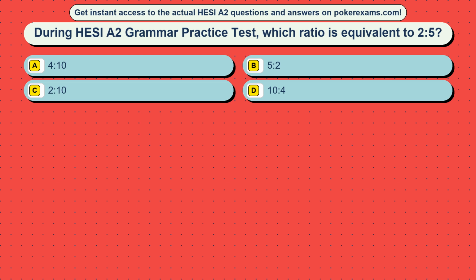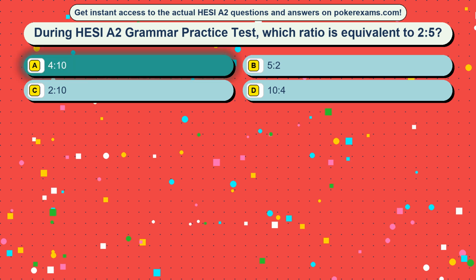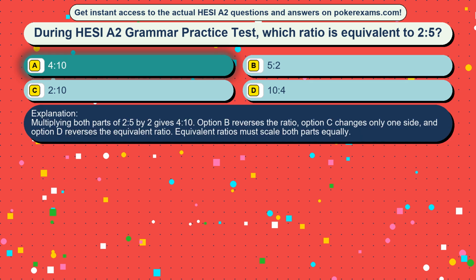Question 1. During HESI A2 Grammar Practice Test, which ratio is equivalent to 2:5? Option A, 4:10. Option B, 5:2. Option C, 2:10. Option D, 10:4. The correct answer is Option A, 4:10. Multiplying both parts of 2:5 by 2 gives 4:10. Option B reverses the ratio, Option C changes only one side, and Option D reverses the equivalent ratio. Equivalent ratios must scale both parts equally.